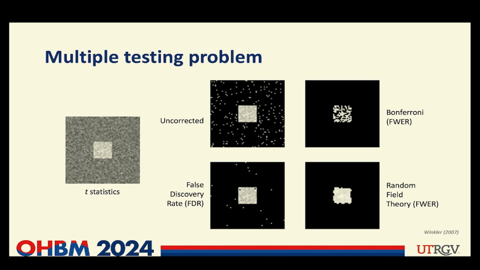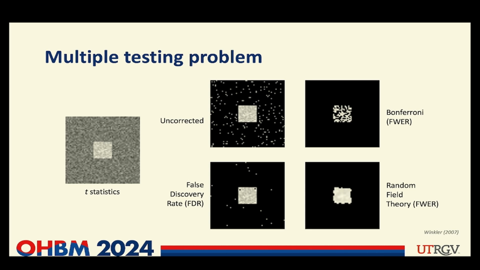There are many ways in which you can correct, but all of them fall into two categories. Either you correct what's called family-wise error rate, in which you control the chance of committing even just one error across your whole image, versus false discovery rate, in which you control some other quantity, which is the fraction or the proportion of false discoveries that you're going to have in the image.